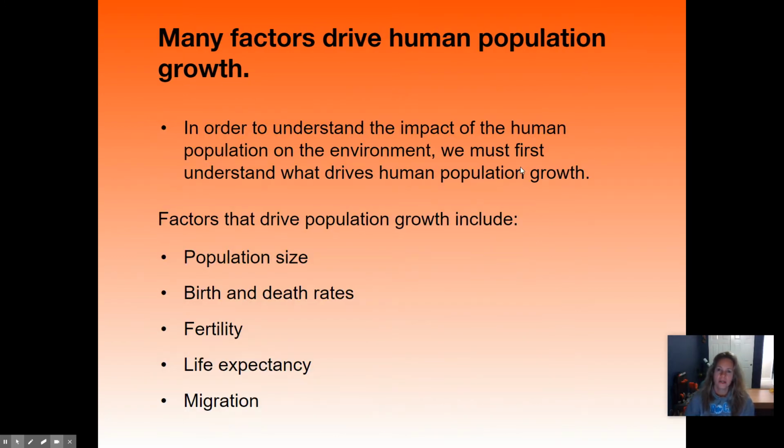All right, so the factors that drive human population growth would be these factors: population size, birth and death rates, fertility, life expectancy, and migration. We'll talk a little bit about each of those things, but they're pretty self-explanatory. What are birth rates versus death rates? If we've got higher birth rates, then we're going to have an increase in population. How fertile is the population? Are they childbearing age? Are they older? Are they younger? What is the life expectancy? It's not all the same in all countries. And then migration, so moving in and out of an area.